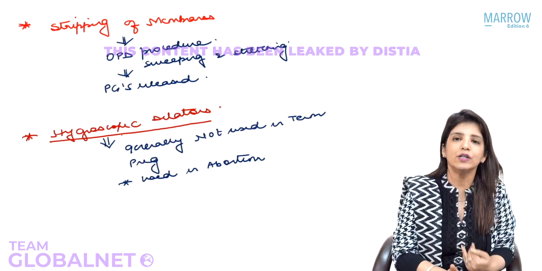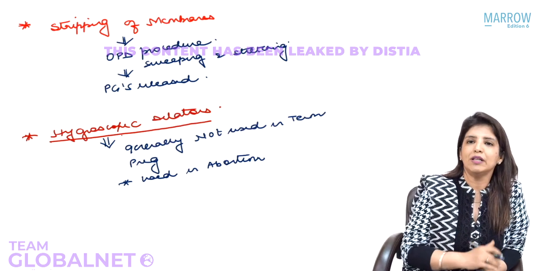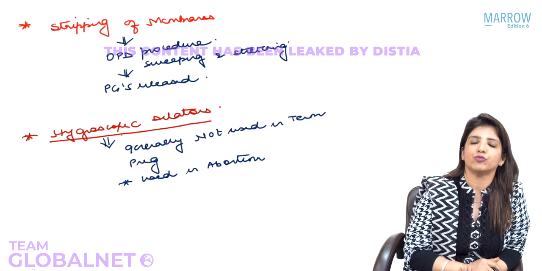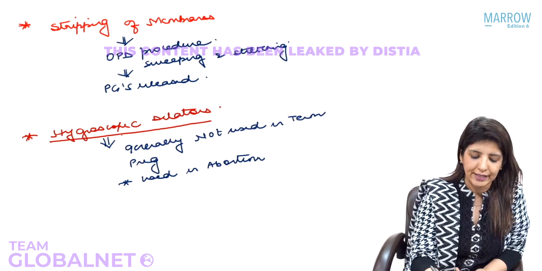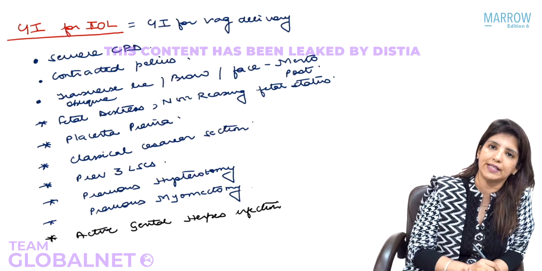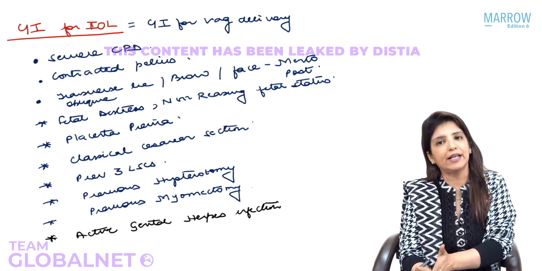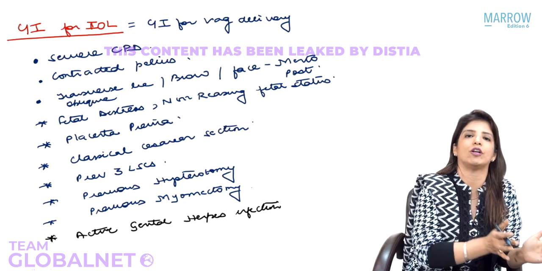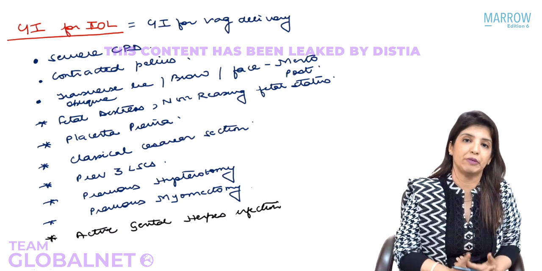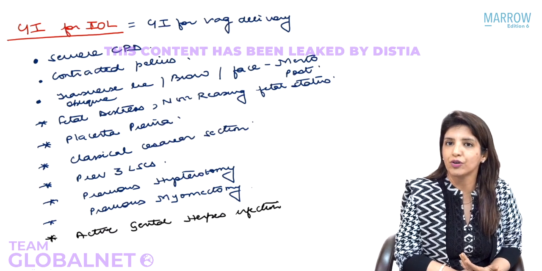Now, the methods which are used for augmenting labor. So these are all the methods for inducing labor. I also have to tell you the methods for augmenting labor, but before that, let us list down the conditions where induction of labor is contraindicated. Please remember that all those conditions where vaginal delivery is contraindicated, induction of labor would be contraindicated. So suppose there is a severe CPD. In severe CPD, vaginal delivery is contraindicated, so induction of labor is contraindicated.